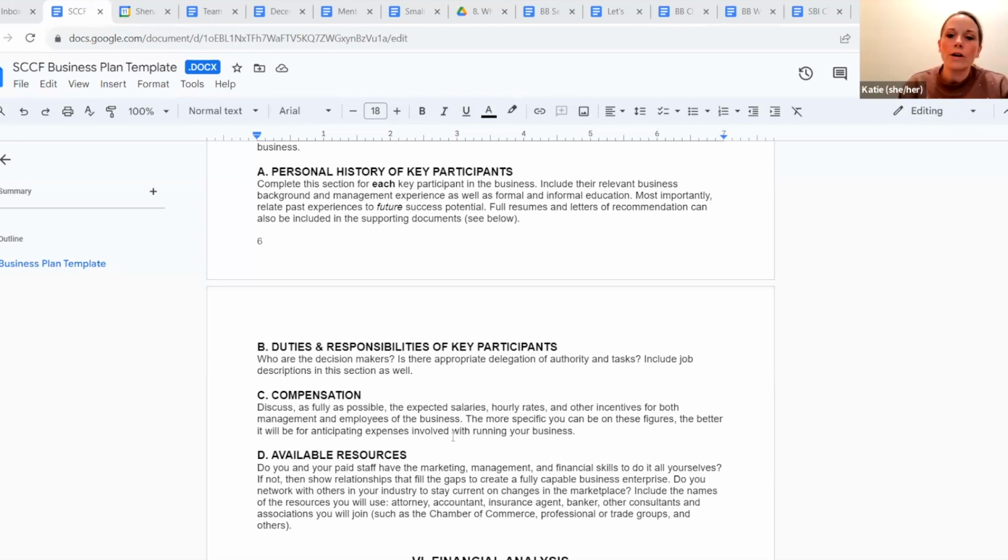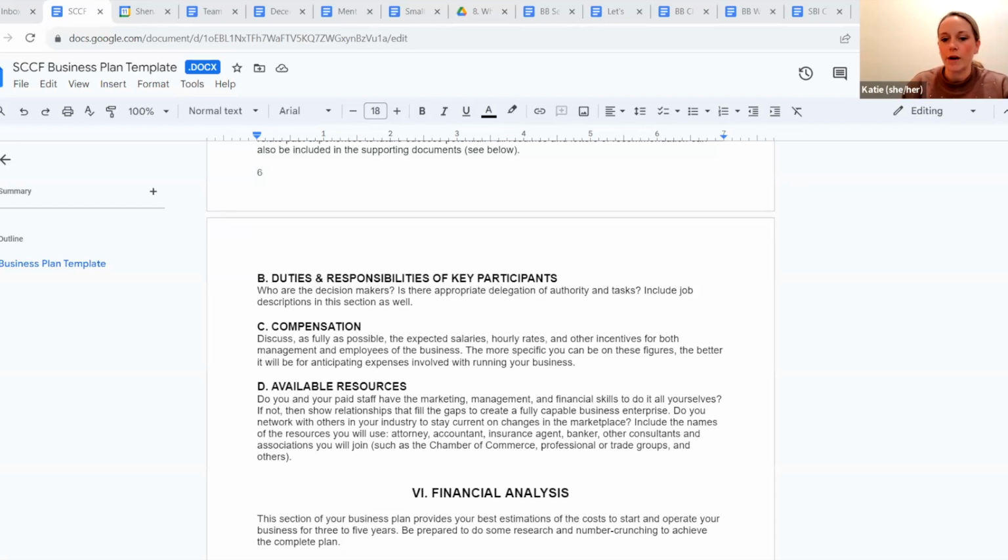And lastly, what other resources do you bring to the table? Are you a member of the Chamber of Commerce already? Do you have people within your family who can work for you pro bono as legal experts, and all of that kind of stuff? Are you a member of one of SCCF's programs, or a graduate of one of our programs? Put all of that in there.